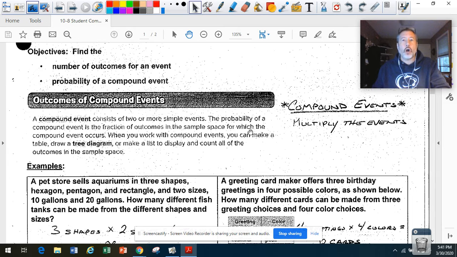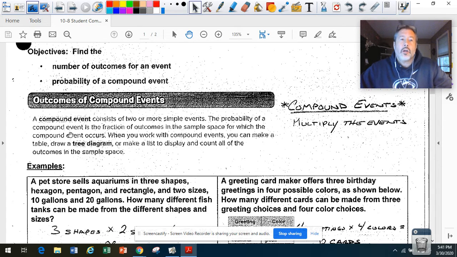Okay, we're dealing with compound events. Compound events means we are multiplying our events together, which means a compound event consists of two or more simple events. The probability of a compound event is the fraction of outcomes in the sample space for which the compound event occurs. When you work with compound events, you can make a table or draw a tree diagram. I'll also show you an easier way, or make a list to display and count all the outcomes in the sample space.